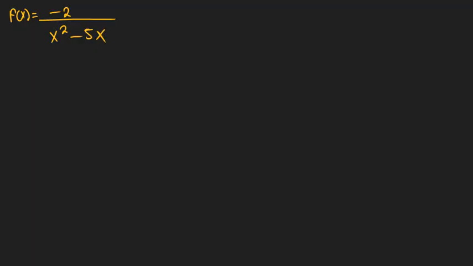Guys, we do the same thing. Get your vertical asymptote. So x to the power 2 minus 5x equal to 0. Then x minus 5 equal to 0. So x is going to be 0 and x is also going to equal 5. Those are vertical asymptotes already. Horizontal asymptote is 0.